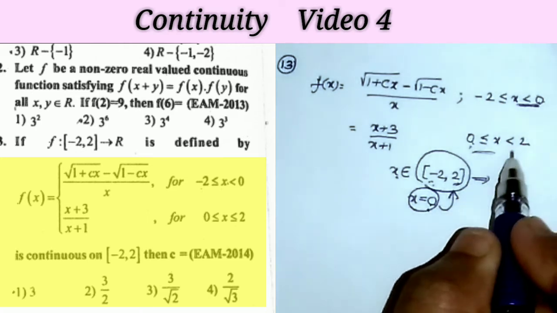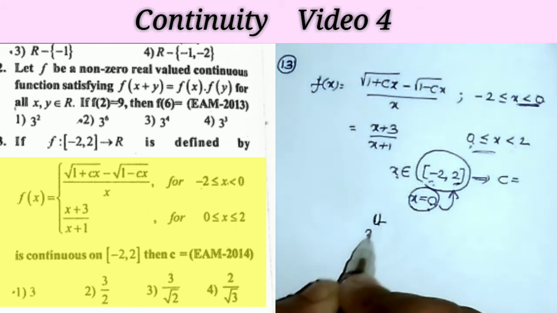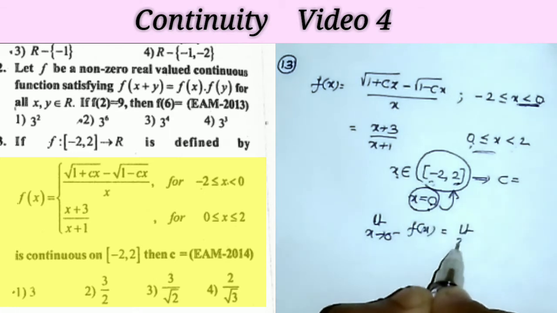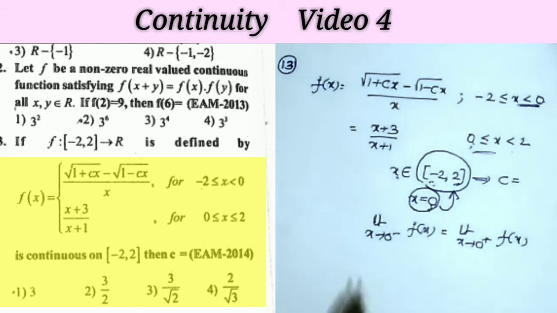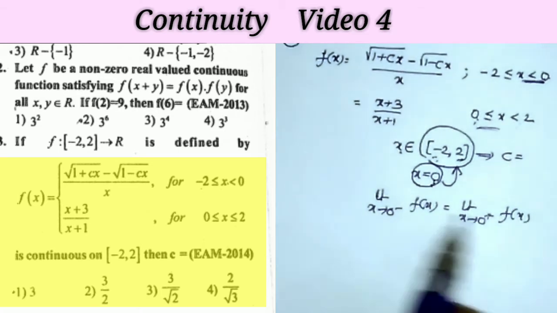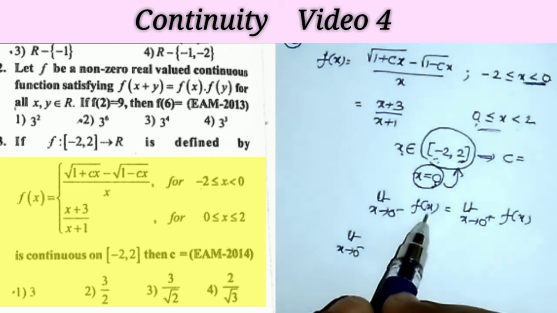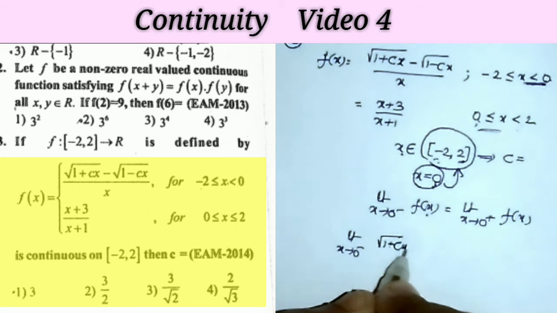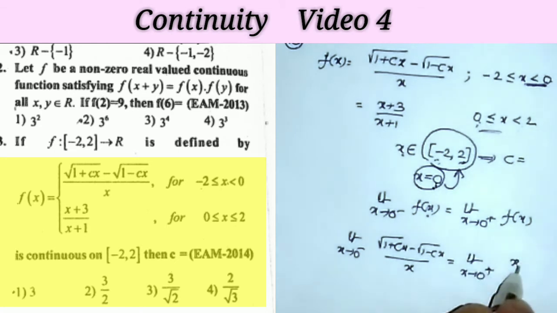Okay. Since here we have the less than and greater than symbols, the limit exists, which means the limit as x tends to 0⁻ of f(x) is equal to the limit as x tends to 0⁺ of f(x). Since the function is continuous at x = 0, the left hand limit is equal to the right hand limit. The two limit values are equal. Now replacing the functions: x tends to 0⁻ means we take the first function, that is (√(1+cx) − √(1−cx))/x, equals the limit as x tends to 0⁺, which means I take the second function.